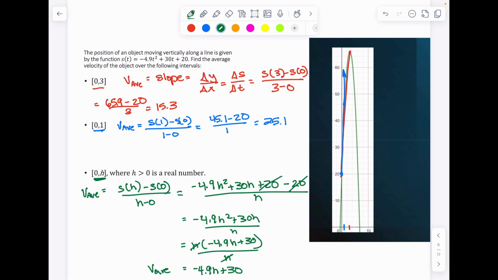So what's interesting about this is if I plug in 3, which was the first problem that we did, I should be able to get the answer that we had initially, that 15.3. Negative 4.9 times 3 plus 30, and I actually get that 15.3 that we got in our first problem. And I could do the same thing for the 1. I could plug in 1 in place of h, and I'd end up with that 25.1. This V average is going to be negative 4.9h plus 30. That'll be my answer.